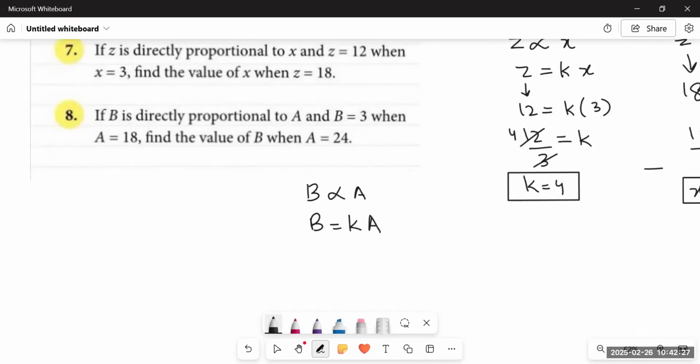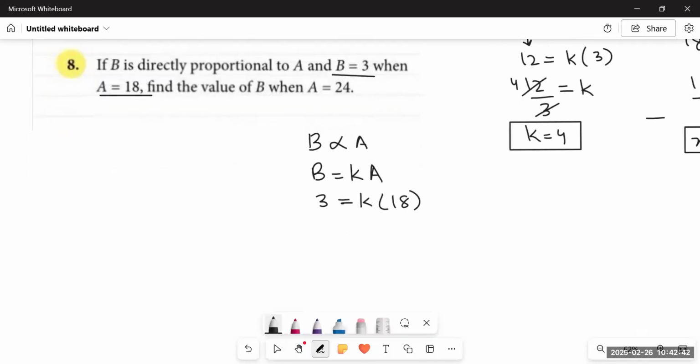K is a constant. Now, since B is equals to 3 and A is equals to 18, so we are going to write 3 is equals to K 18. Then after substituting the values, I'll solve it. It becomes 3 upon 18 is equals to K. 3 ones are 3, 3 6s are 18. You should have a very good grip over linear equations.